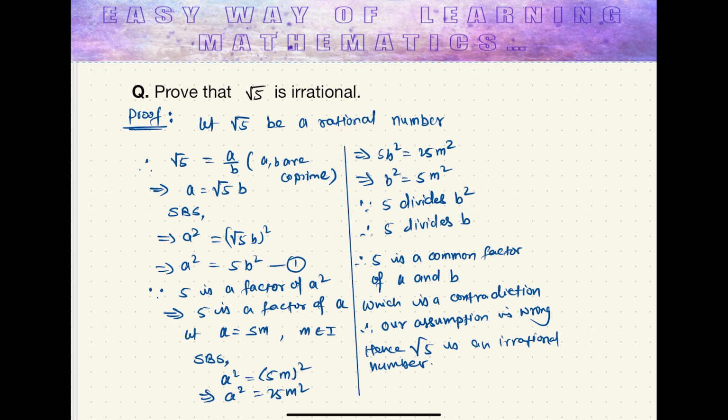Now suppose I say root 7 is an irrational number. So wherever you see 5, that will get replaced by 7. Wherever we have taken 5 square, which will be 25, it will be replaced by 7 square, which will be 49. Wherever we have said 5 divides a square or 5 divides b square, that statement will be changed to 7 divides a square, 7 divides b square, and so on. That way you can solve for all the prime numbers in such cases. Right? I hope it is clear.